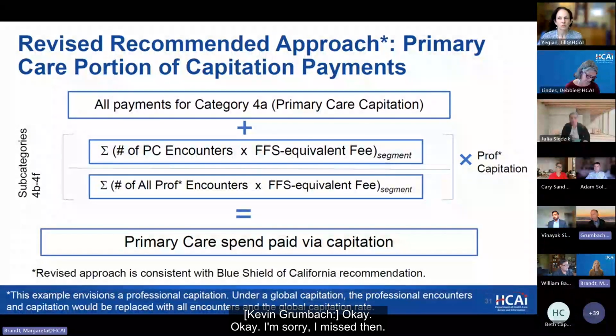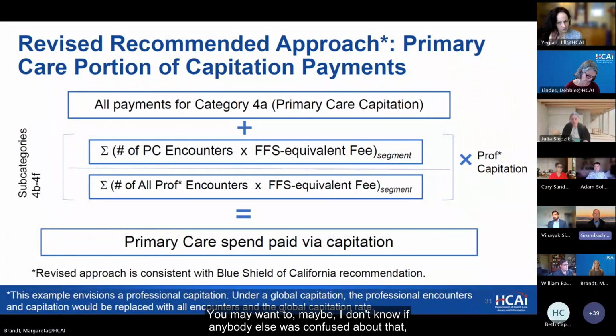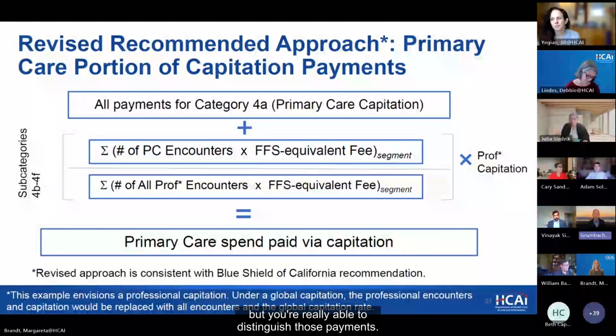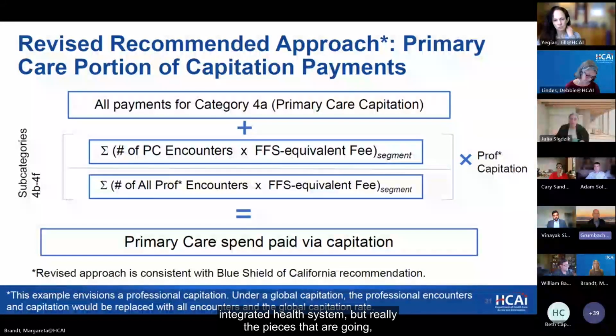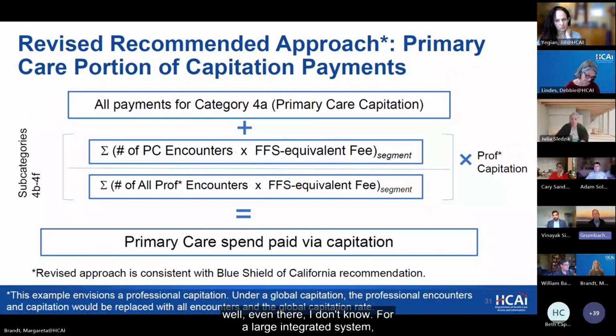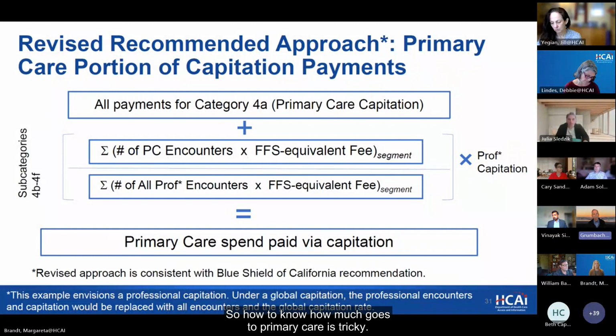Okay, I'm sorry, I missed that. And that's really helpful to clarify. I don't know if anybody else was confused about that, but you're really able to distinguish those payments, let's just say pay for performance, that don't just go to a giant integrated health system. Even there, for a large integrated system, often the pay for performance just goes to the whole system. So how to know how much goes to primary care is tricky.